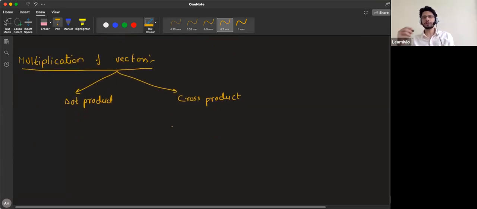In NEET especially, they always ask questions on dot product or cross product. You may not get a question on parallelogram law and resolution, but you will always get a question either on dot product or on cross product. So let's discuss dot product.